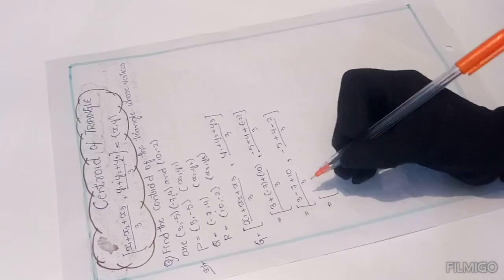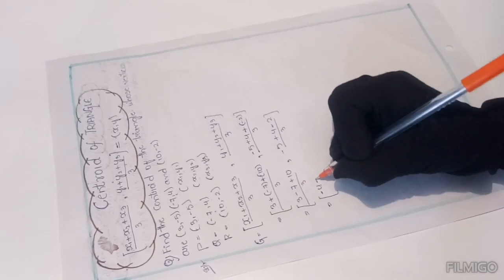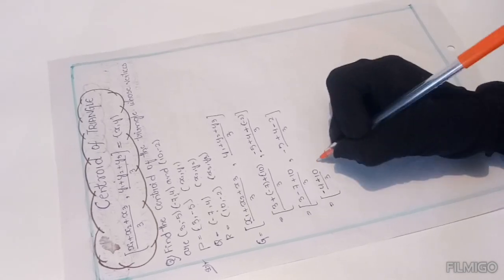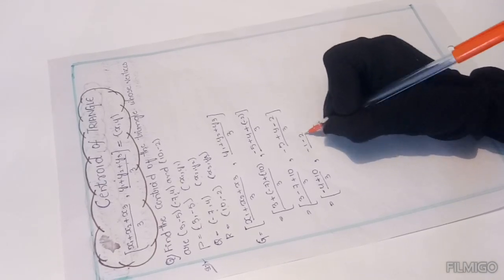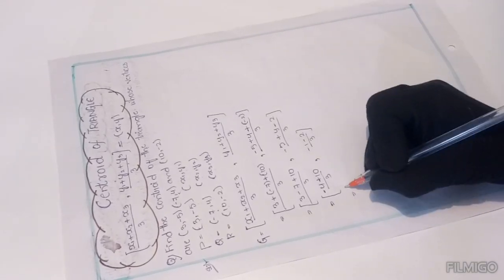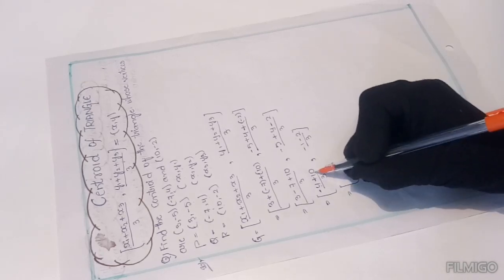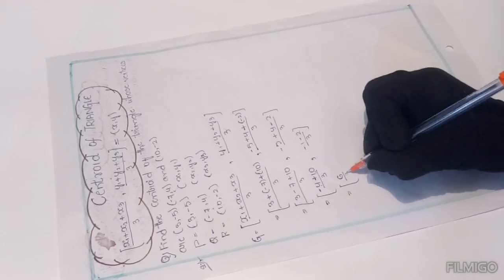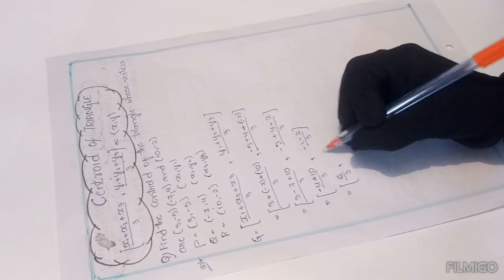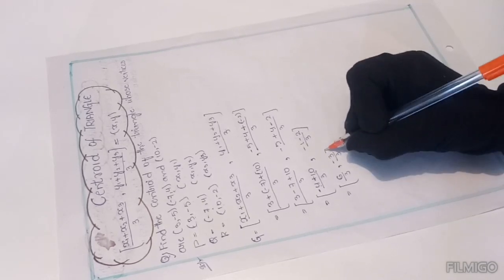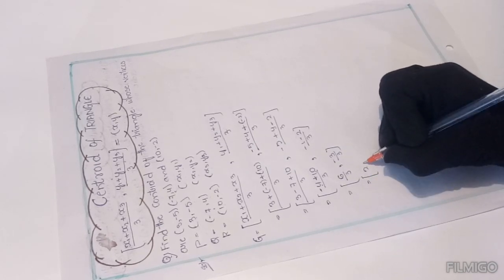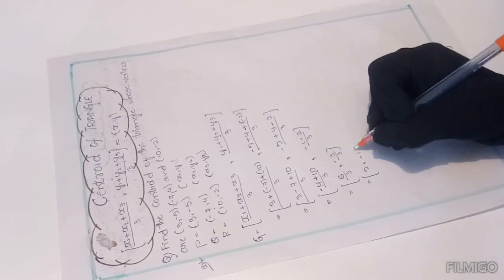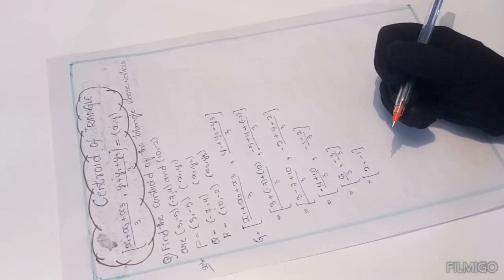3 minus 7 is equal to minus 4, plus 10 by 3. Minus 5 plus 4 is equal to minus 1, minus 2 by 3. Minus 4 plus 10 is equal to 6 by 3. Minus 1 minus 2 is equal to minus 3 by 3. If we divide 6 by 3 we get 2, and minus 3 by 3 is equal to minus 1. Hence we obtain the centroid as 2 comma minus 1.